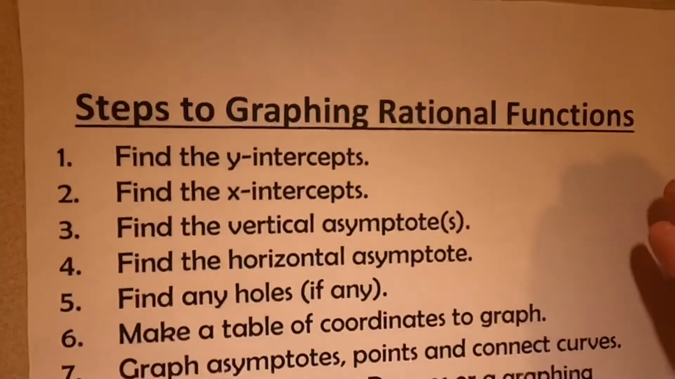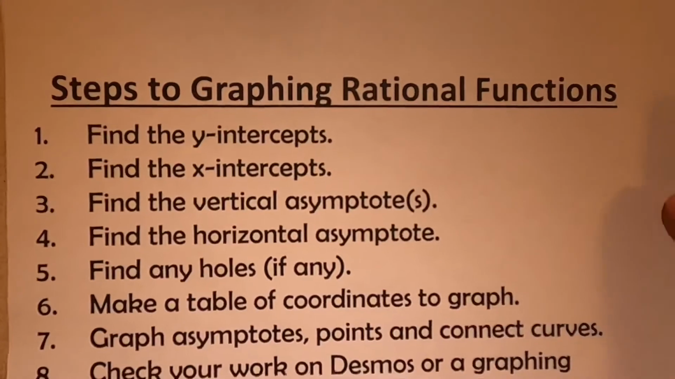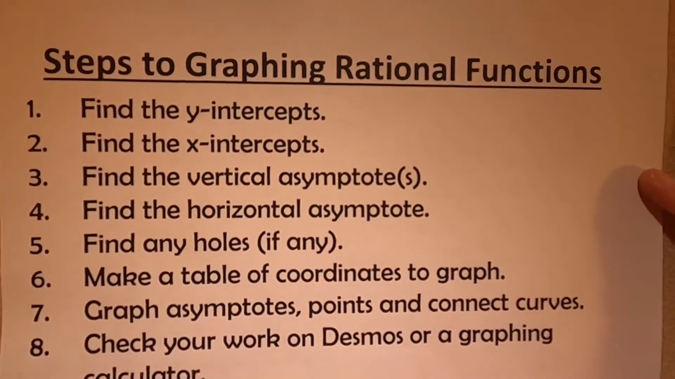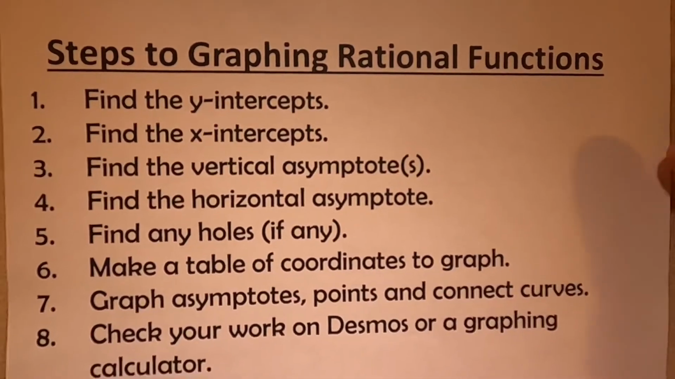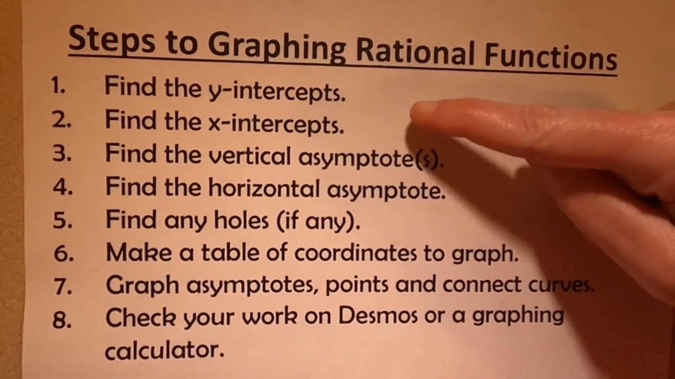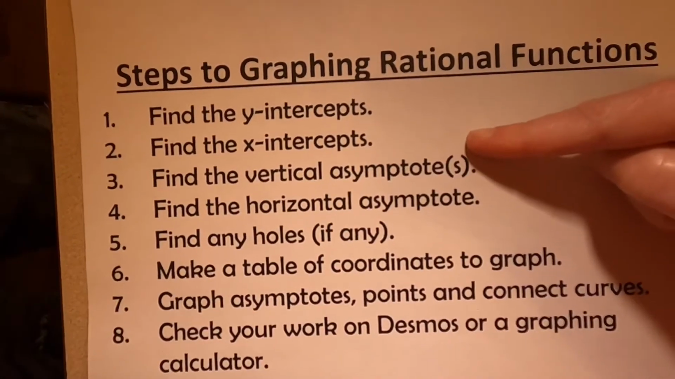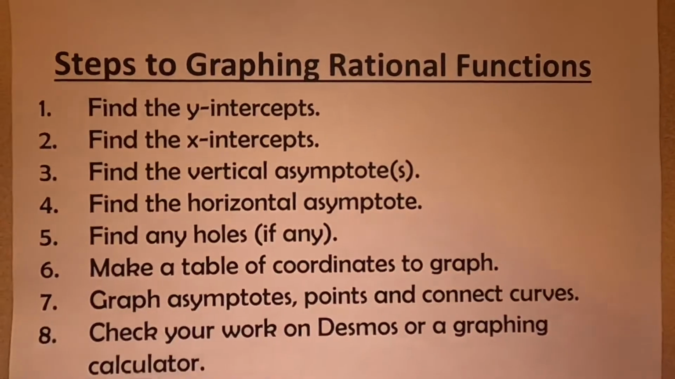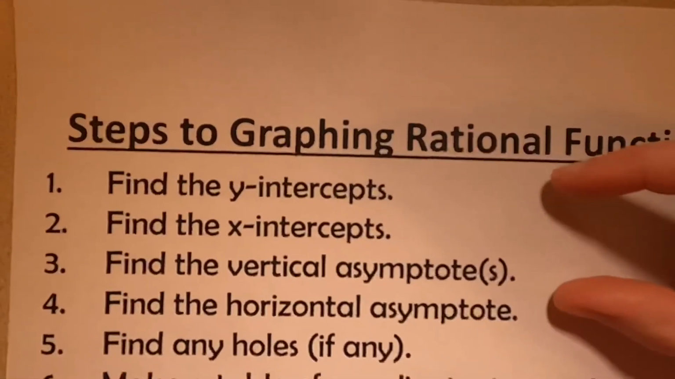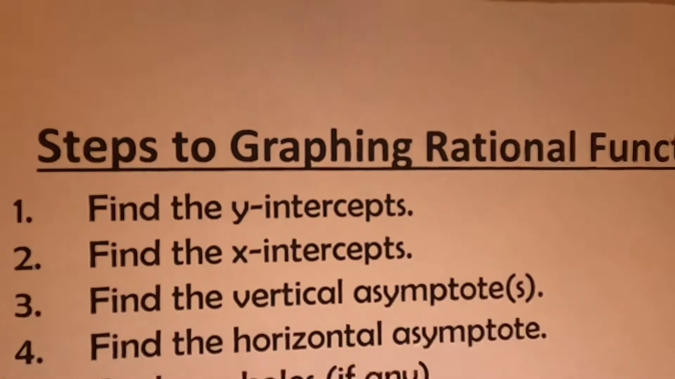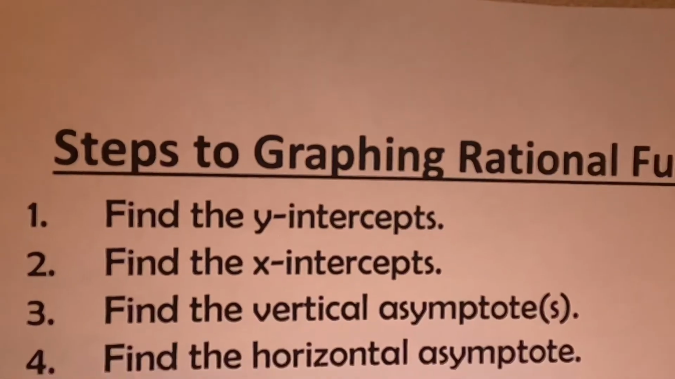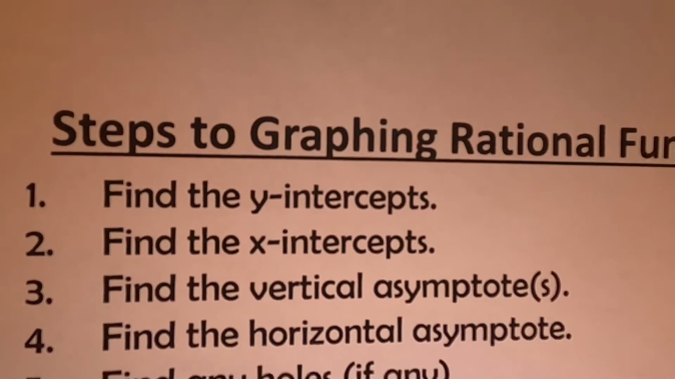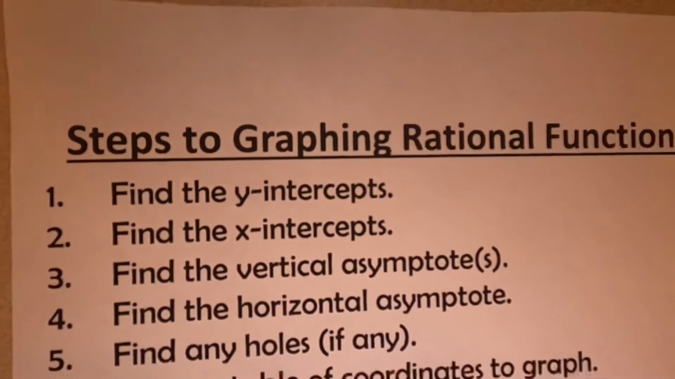There are 8 whole steps to graphing this. It might be good to jot down these. To make this a little bit easier, we're just doing steps 1, 2, and 3 today. We are not going to venture into steps 4 through 8 until Friday. We're going to talk about finding y-intercepts, finding the x-intercepts, and finding the vertical asymptotes. So those are the 3 things that we're going to focus on today. So let's get started.